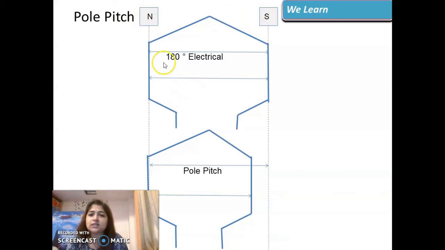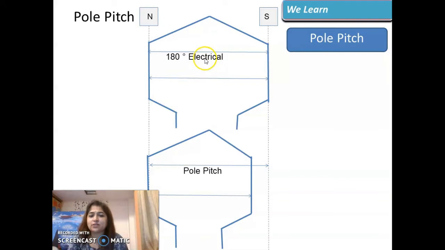Here you can clearly see that pole pitch is always equal to 180 degree electrical. This distance between north pole and south pole is called pole pitch, which is always 180 degree electrical, because I told you that between north pole and south pole it is always 180 degree electrical. So you know, pole pitch is always 180 degree electrical.